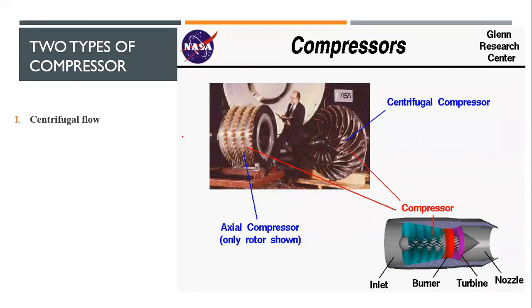There are two types of compressors in jet engines. One is known as axial, and the one on the right is known as centrifugal. Both are compressors, and you can see here this one is the axial. The centrifugal one is called an impeller, right? Yes, good. We'll discuss all this.